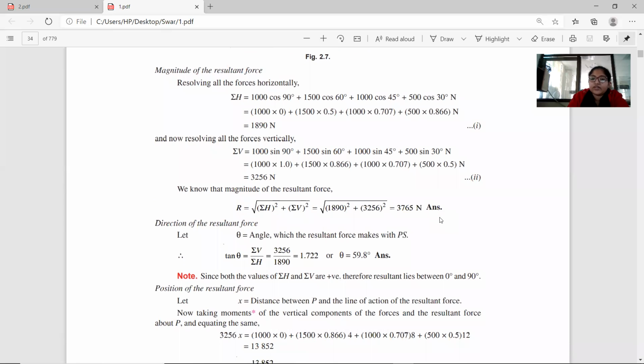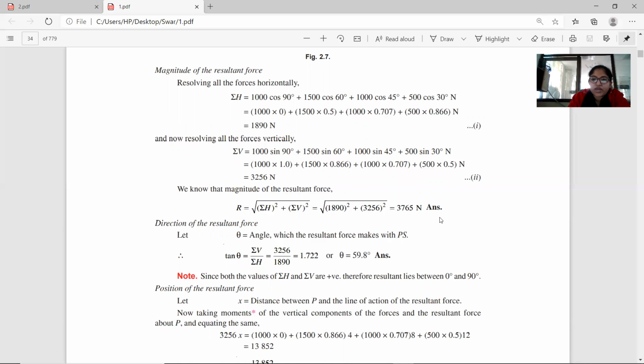Second, I have to calculate the direction. Whenever we talk about the direction, we have to calculate theta. So the formula of theta is tan theta equals sigma v upon sigma h. Sigma v is 3256, sigma h is 1890. Dividing these values, my tan theta will be 1.722. Then theta will be tan inverse of 1.722. Then my value of theta will be 59.8 degrees, which is my second answer.